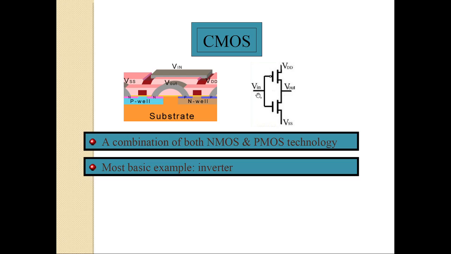Then if I am applying 1, what will happen? VSS is connected to the output through the NMOS. So you have to remember: for PMOS, when 0 is there, it will conduct; for NMOS, when 1 is there, it will conduct. The circuit is like this. This is nothing but my inverter, the very basic structure of any CMOS circuit.